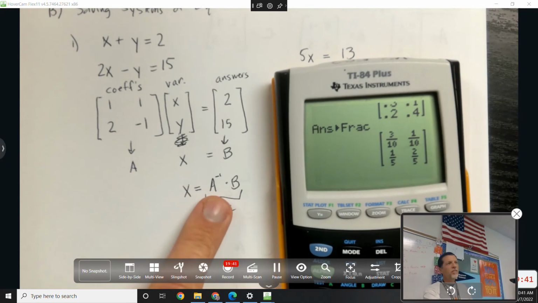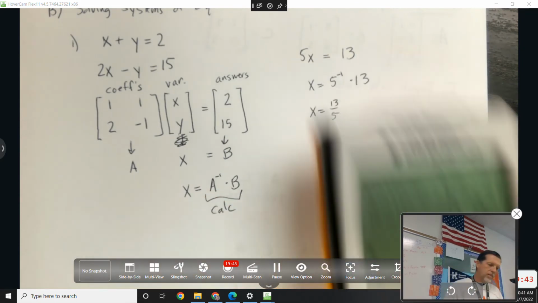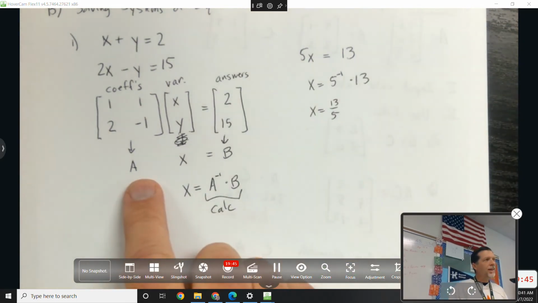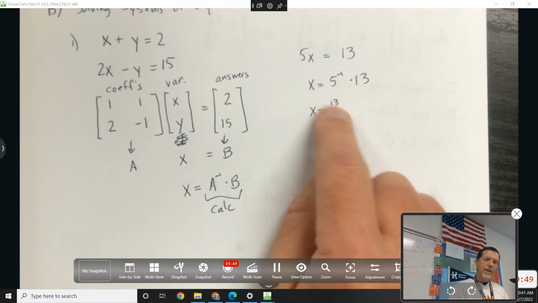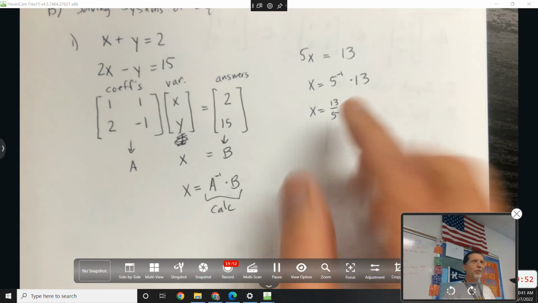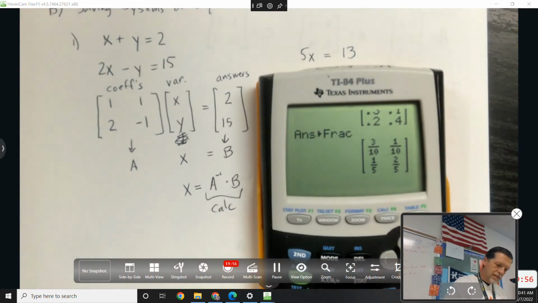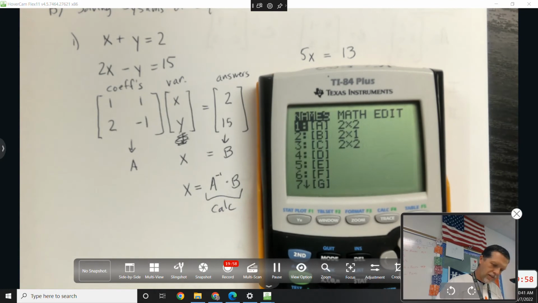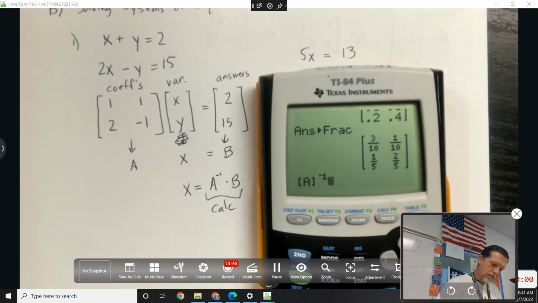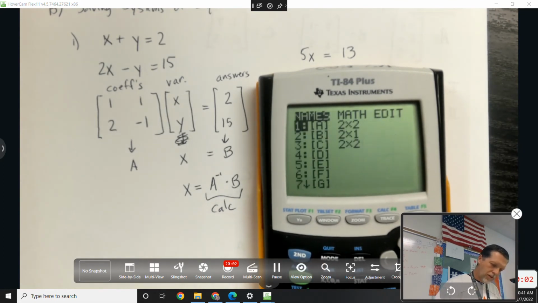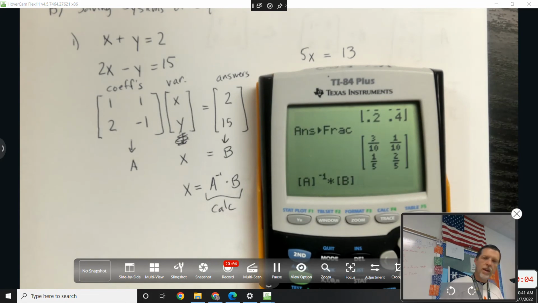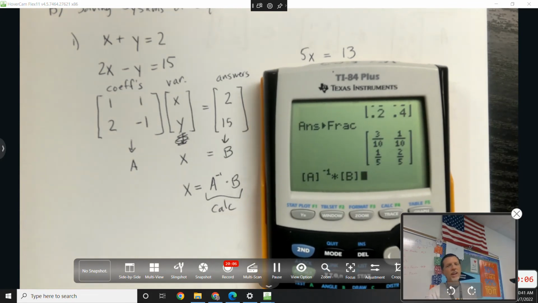Why do you do the inverse of A? Because I can't divide by A, because you can't divide with matrices. The inverse is sort of the opposite of multiplying. So matrix A inverse times matrix B, and I should get two answers. I should get an X and a Y.